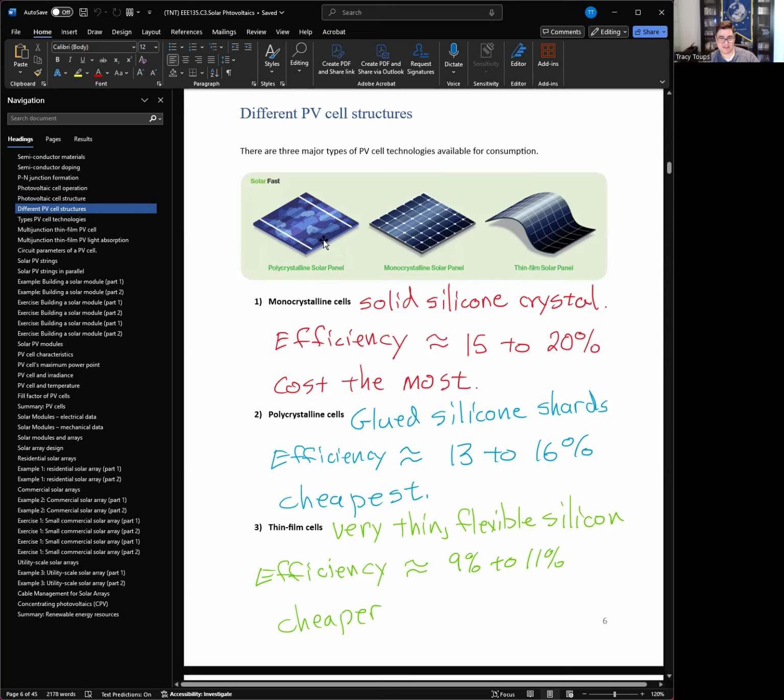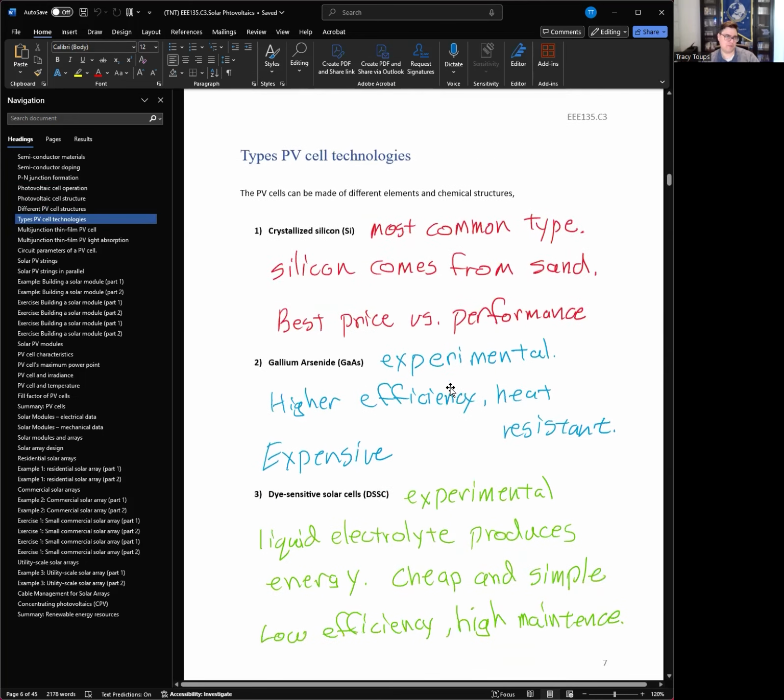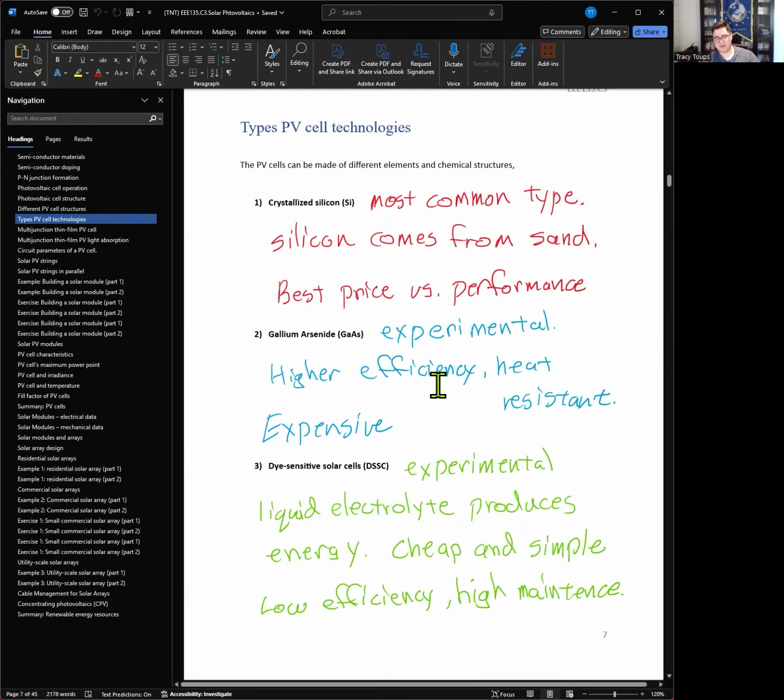If you can't handle solid flat planes, like you have to put it on a curved object, you kind of have to use thin film. Okay. So it's cheaper, but it's not the cheapest. So it's kind of middle ground in terms of cost. Again, monocrystalline is probably the best one. That's what most people use, but others are there in case you have some unique reason why you can't. Okay.